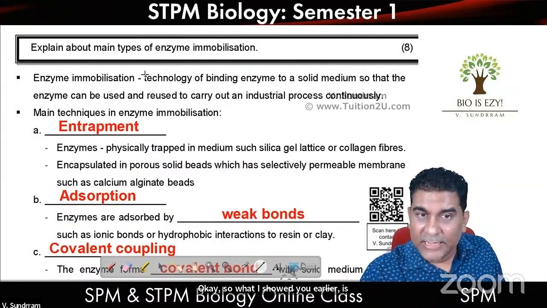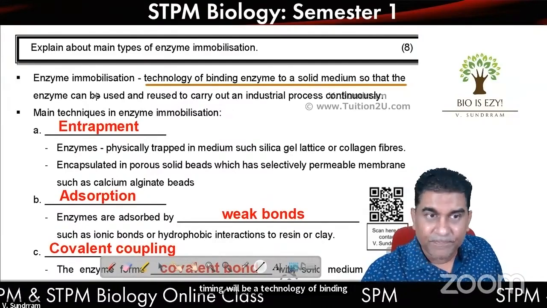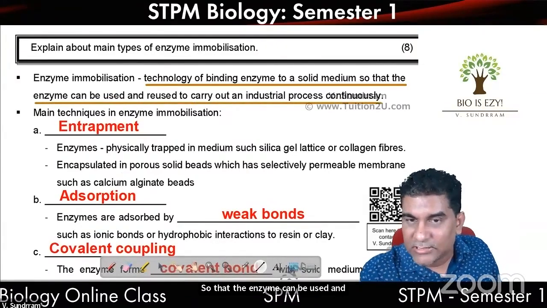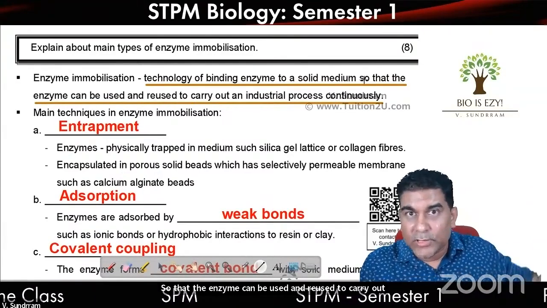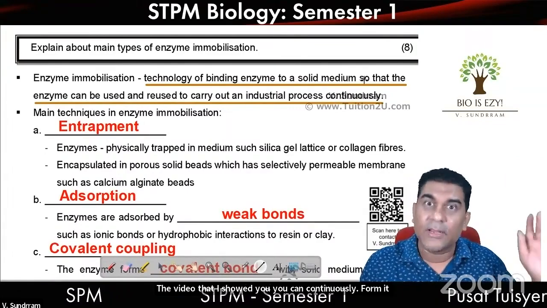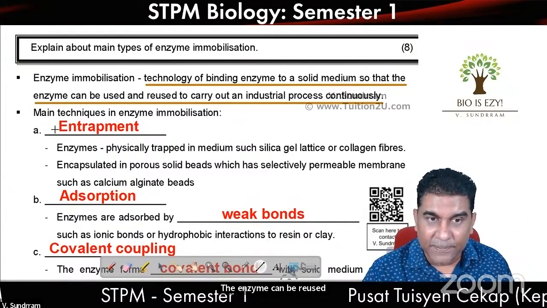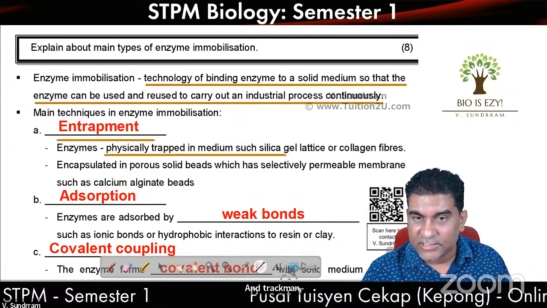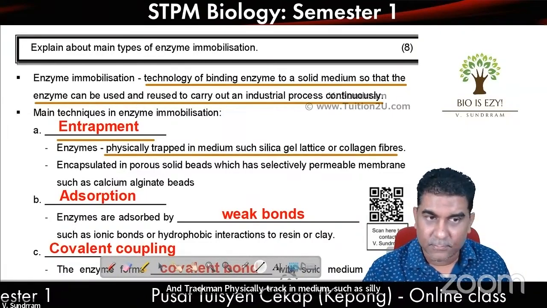Enzyme immobilization is the technology of binding enzyme to a solid medium so that the enzyme can be used and reused to carry out industrial processes continuously. The video that I showed you, you can continuously pour milk. The enzyme can be reused. The main technique is entrapment. The enzyme is physically trapped in a medium such as silica, gelatin or collagen.